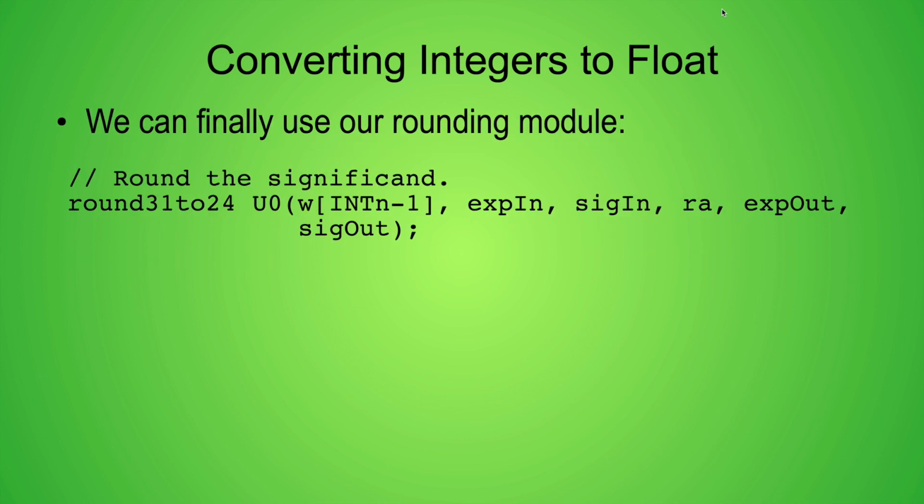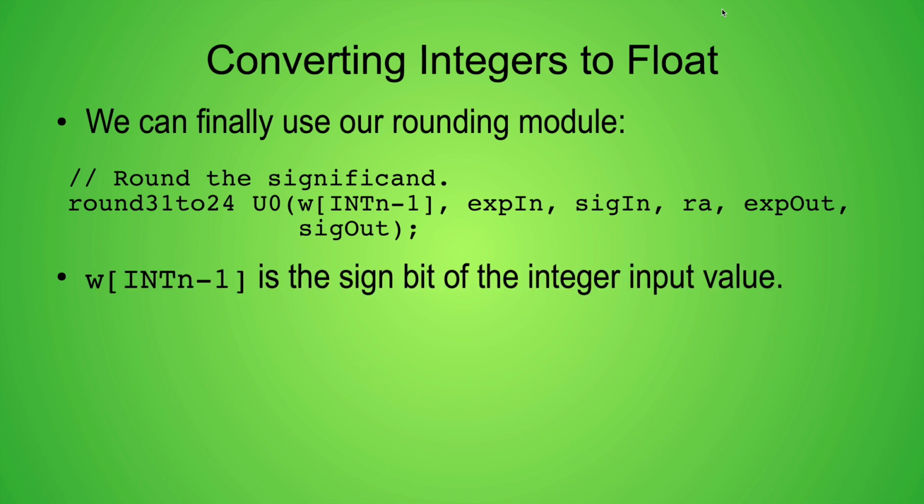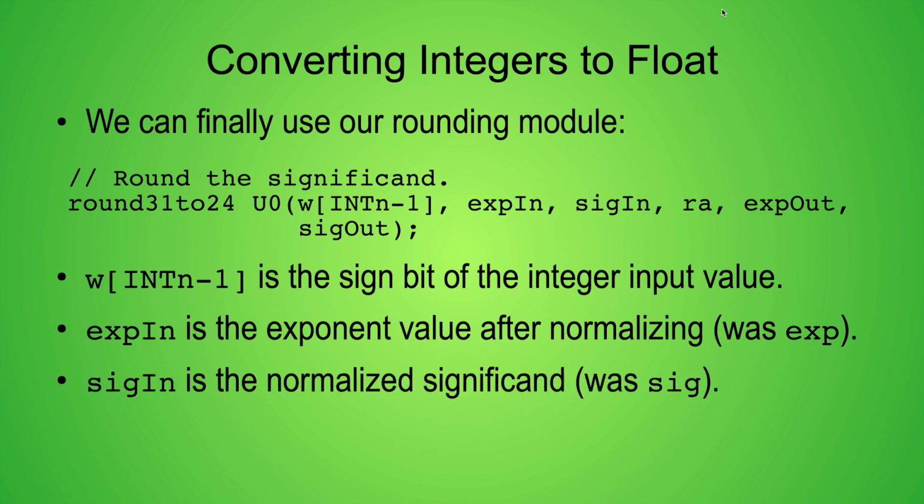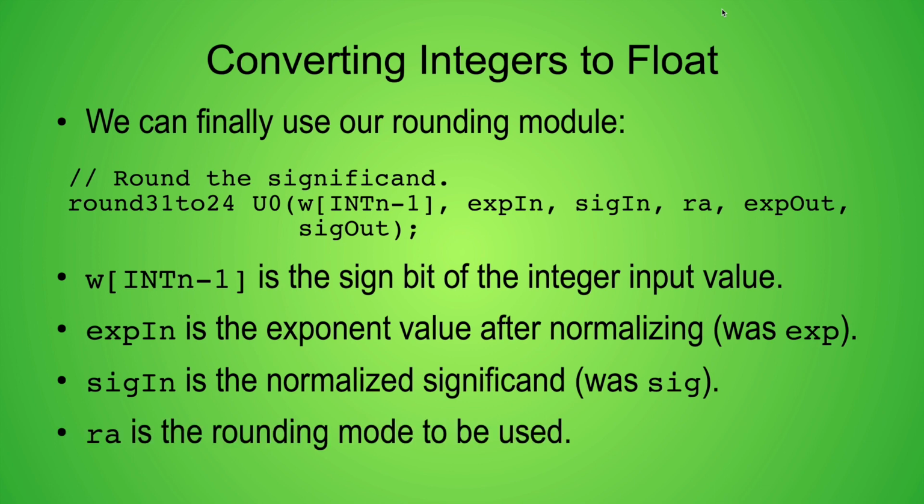We instantiate the rounding module with the following arguments. The inputs to this module are the most significant bit of W, which is the sign bit of the input integer being converted to a binary 32 value. EXPN is the value of the exponent we computed after we normalized the significand. In the previous video, this value was called EXP. SIGN is the normalized significand. In the previous video, this value was called SIG. The final input value is RA, which tells us which rounding mode to use.